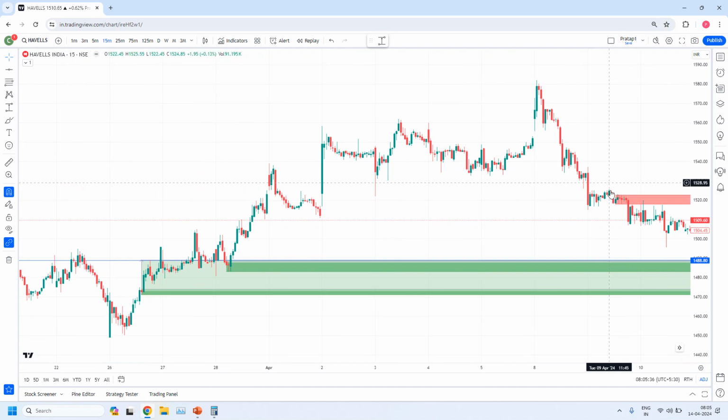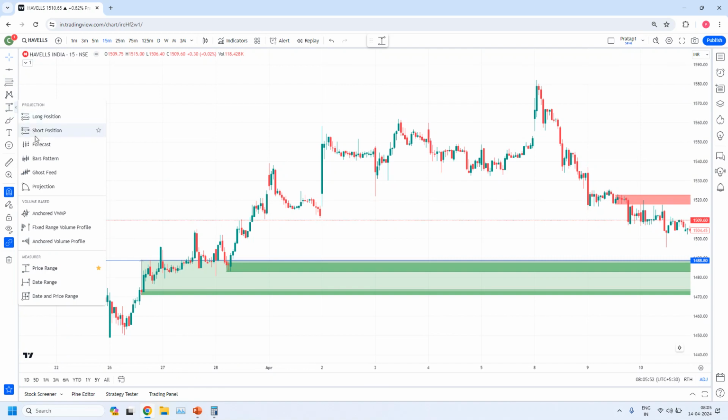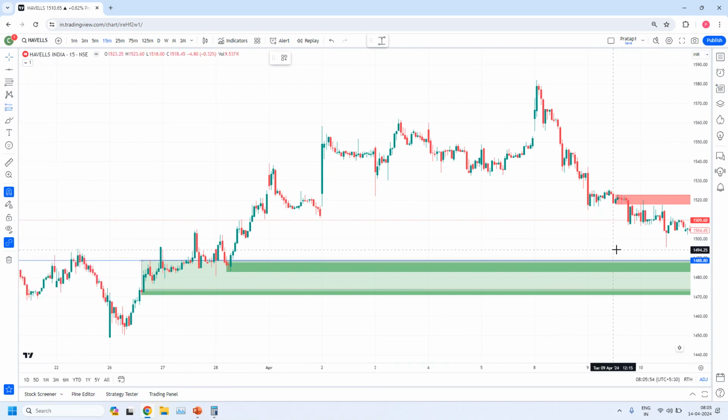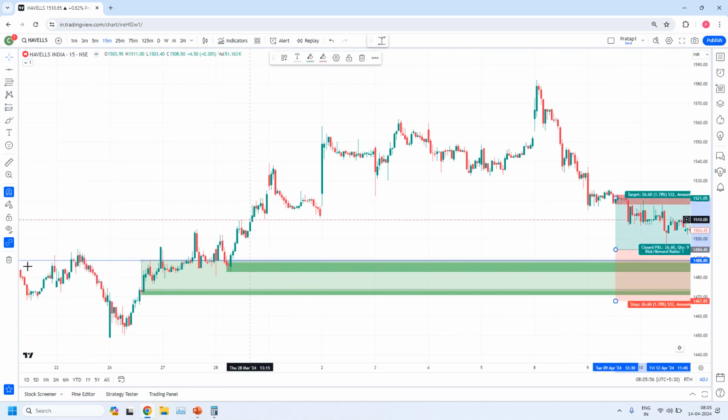So what do you want to do? You want to plan your trade like this. This is your entry. The blue color line we have drawn, that is the entry. And this is your target. So do we have the minimum RR available? That is what you need to check. So long position. So this is your target.